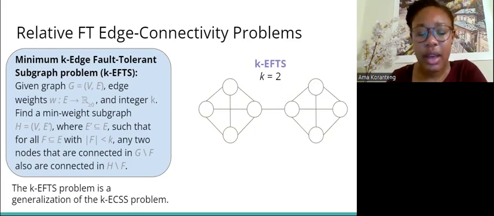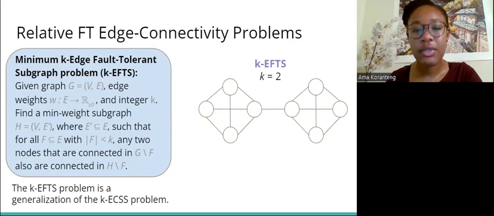Also note that this KEFTS problem is a generalization of KECSS. So if the input graph to a KEFTS instance does actually have k edge disjoint paths between every pair of nodes, then the problem is exactly just KECSS.